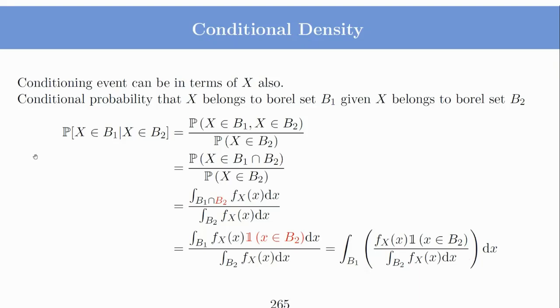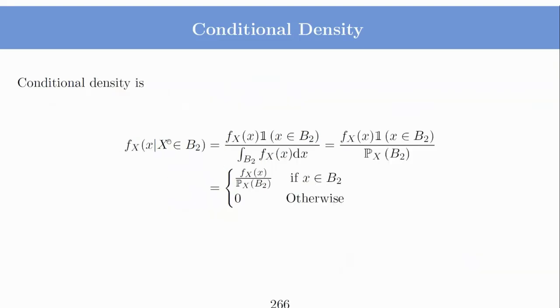Then I can say that for every B1, since I am able to write this probability as an integration, this is the conditional density. So the conditional density of X given that X takes value in B2 is nothing but the PDF multiplied by the indicator, divided by the probability that X takes value in B2.